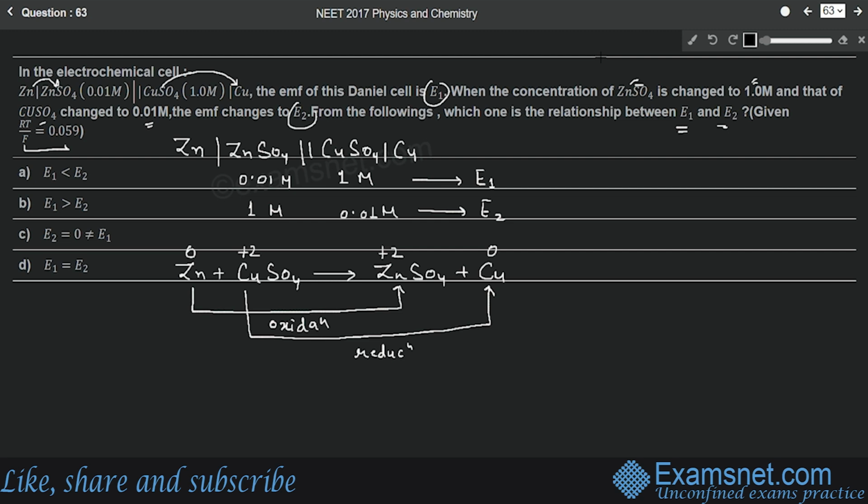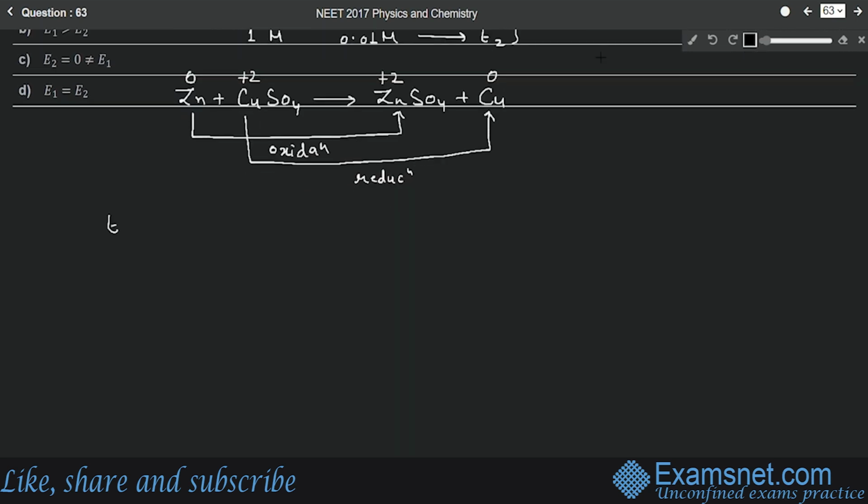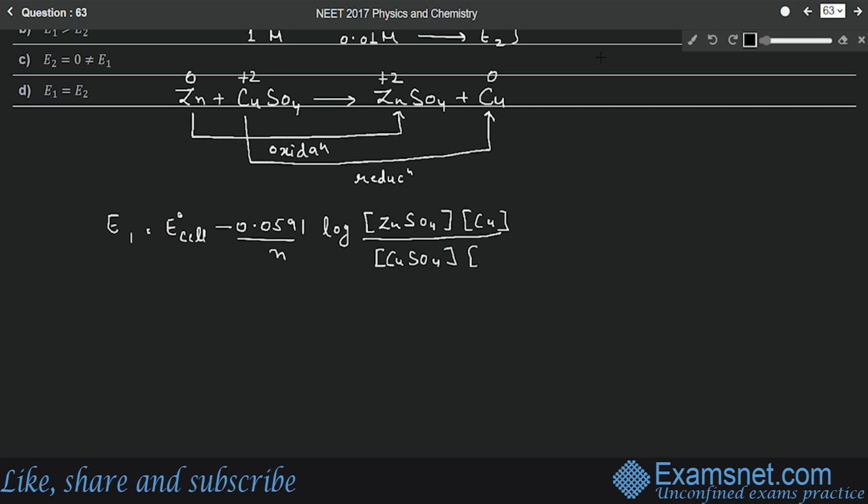Now in order to find the relationship between E1 and E2, first we need to find the values of E1 and E2 respectively, right? So let's write down the formula. We know that E1 will be equal to E naught cell minus 0.0591 upon n, where n is the number of electrons transferred, okay? Log of the concentration of the products, that is zinc sulfate and copper, divided by the concentration of the reactants, that is copper sulfate and zinc. The concentration of pure metals will be considered as unity.